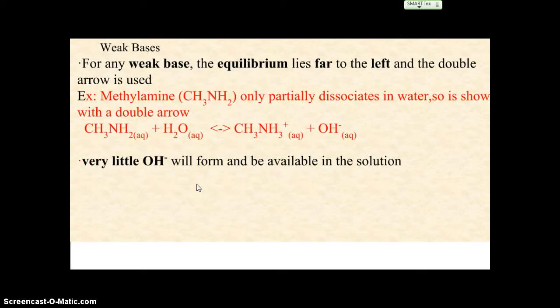For a weak base, on the other hand, the equilibrium lies far to the left and the double arrow is used. So for example, methylamine, CH3NH2, only partially dissociates in water, so it's shown with the double arrow. CH3NH2 actually takes a hydrogen from water and becomes CH3NH3 plus, leaving behind the OH minus, so there's very little OH minus being formed and available in the solution.